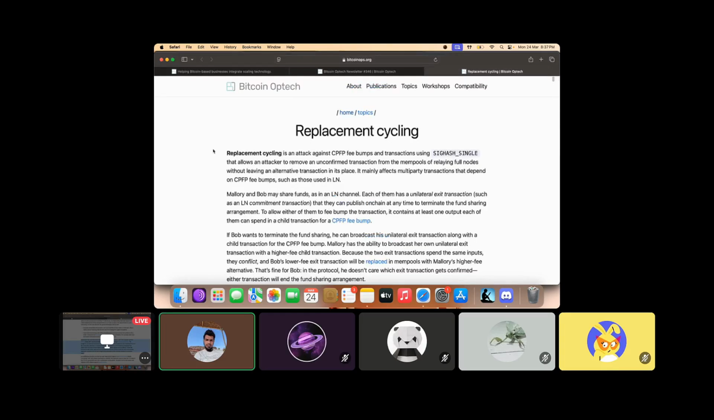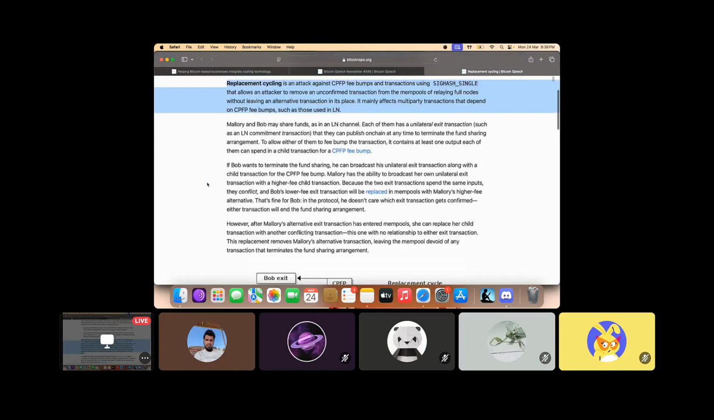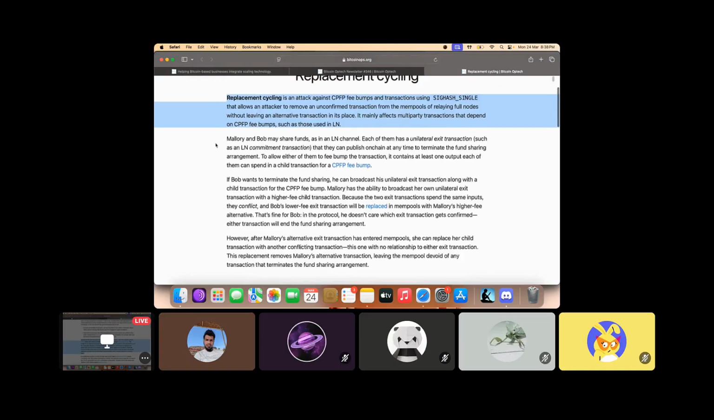So what's a replacement cycling attack? Replacement cycling is an attack against CPFP fee bumps and transactions using SIGHASH_SINGLE that allows an attacker to remove an unconfirmed transaction from the mempools of relaying full nodes without leaving an alternative transaction in its place. It mainly affects multi-party transactions that depend on CPFP fee bumps, such as those used in LN. Okay, let's just read through it first.